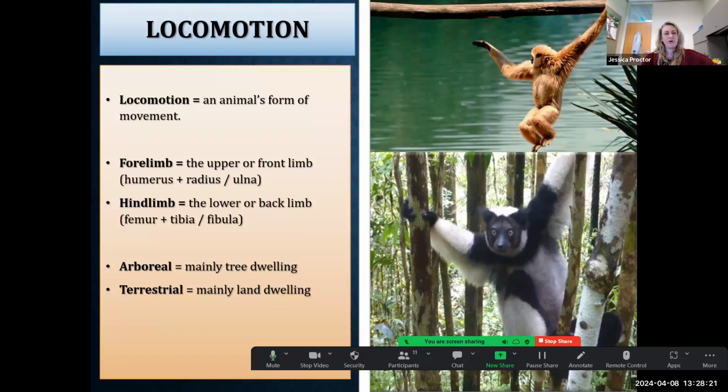And then some more vocab words, arboreal versus terrestrial. So the term arboreal means mainly tree dwelling. The term terrestrial means mainly land dwelling. Now, of course, primates are not necessarily going to be exclusively one or the other.